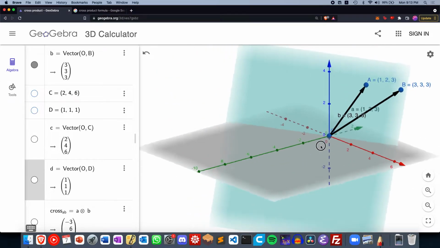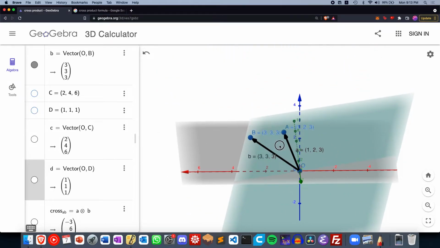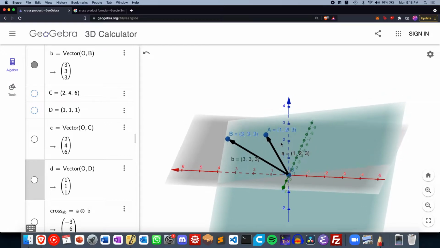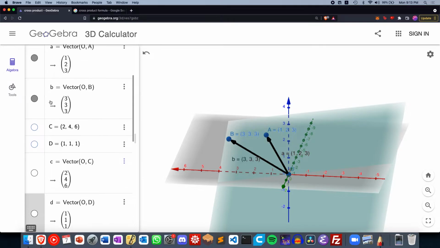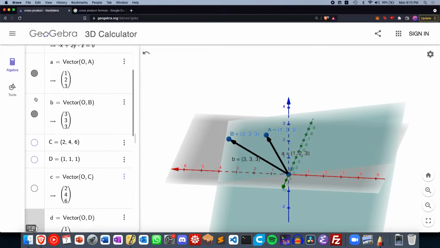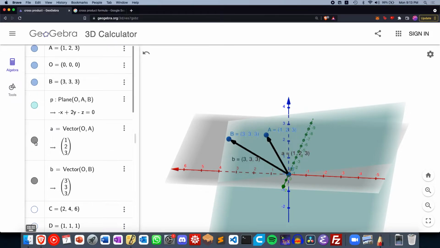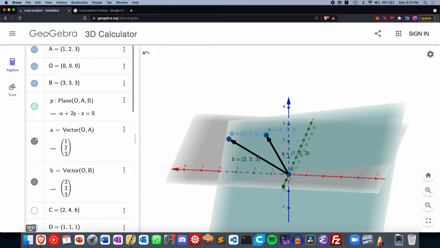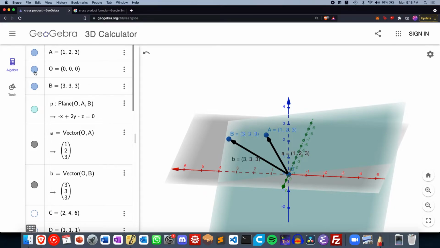Okay, so let's say I have the vectors 1, 2, 3 and 3, 3, 3. Okay, so the vectors 1, 2, 3 and 3, 3, 3. And yeah, so let me just go ahead and close this.